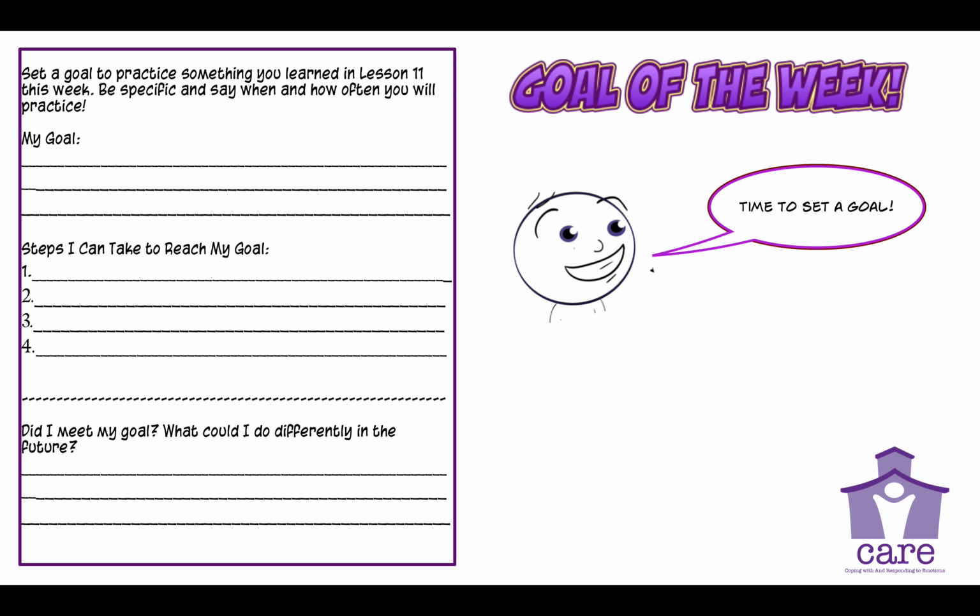So at this point, you can go ahead and have students complete the Goal of the Week page. This is on page 83 of the student workbook. And have them come up with a goal to practice something that they've learned in lesson 11. Again, I would suggest it be something about how they're going to practice identifying thinking traps or using coping thoughts, something along those lines, and make sure they fill out the steps that they need to take to reach their goal.